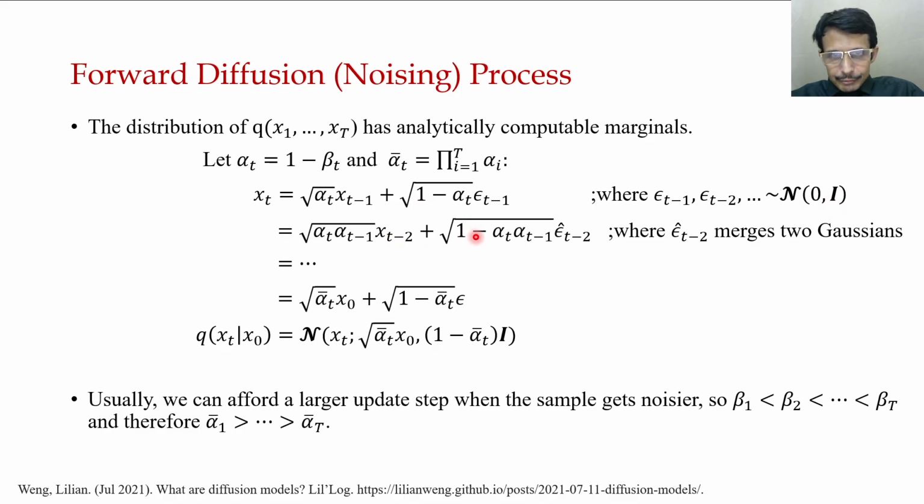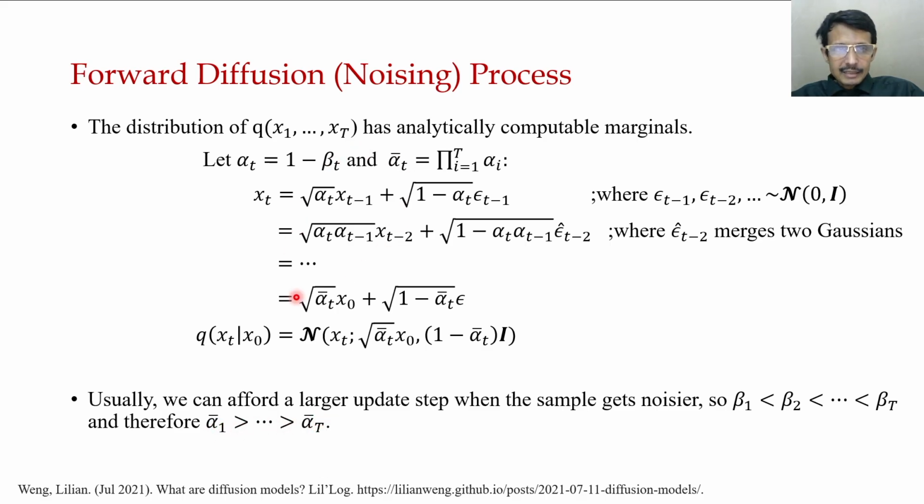Now if we go through every step, it keeps on adding, and ultimately we get the relation between x t and x 0: x t equals root over alpha t bar times x 0 plus the noise term. This is very important. If we get this, then we can say that q of x t given x 0 is this Gaussian distribution. Usually we can afford a larger update step when the sample gets noisier, so beta 1 is less than beta 2, and therefore alpha 1.